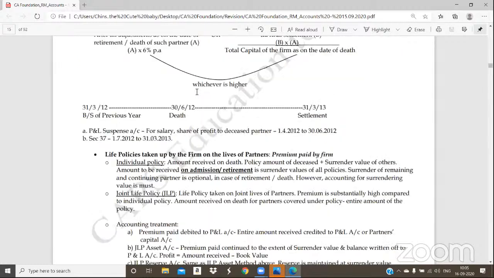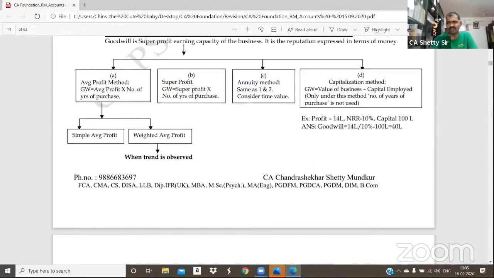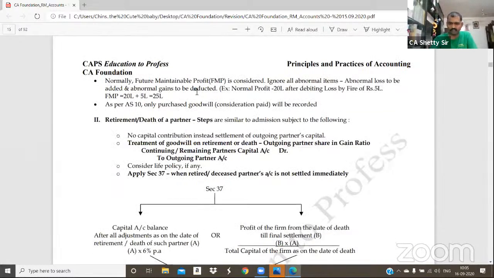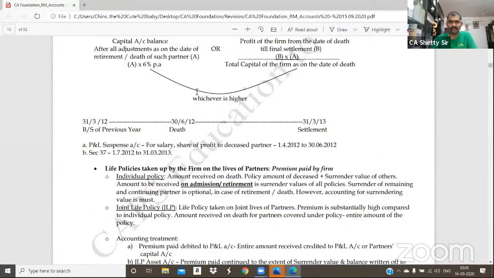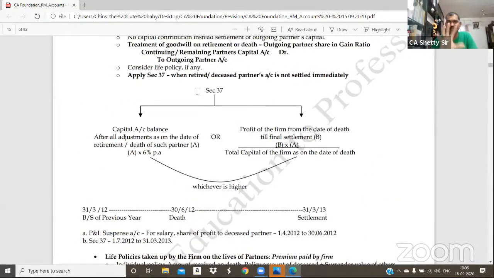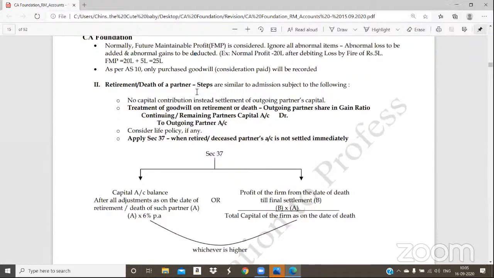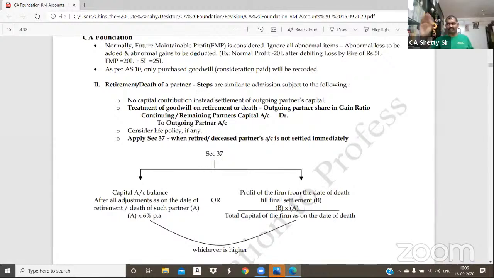Whatever conceptual steps we have discussed till now, the same steps I am going to discuss even in retirement, so I am going a little faster and not wasting time on the same thing. Admission we have reasonably understood. What about retirement or death? Retirement or death of the partner: steps are similar to the admission, subject to the following. Absolutely the same steps.